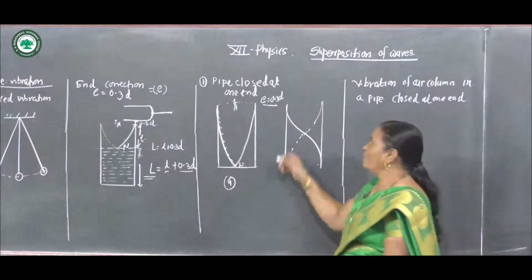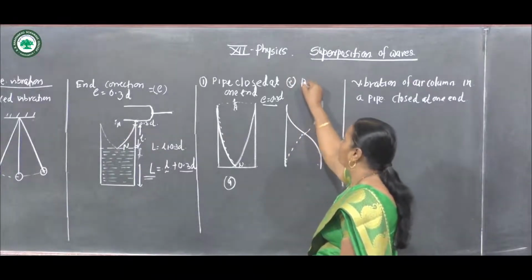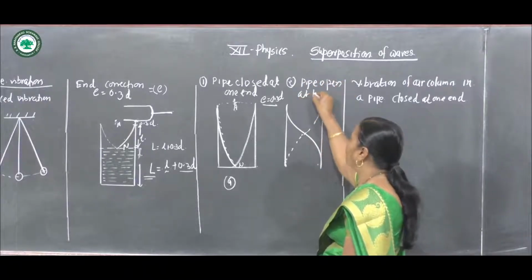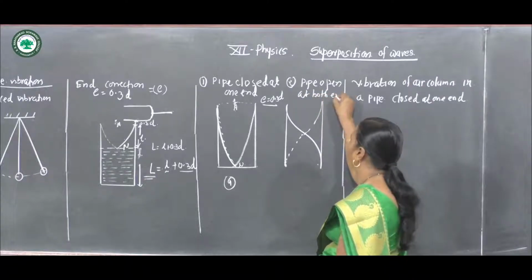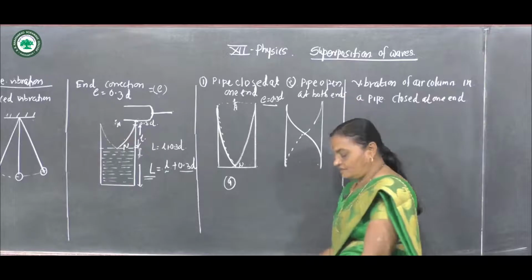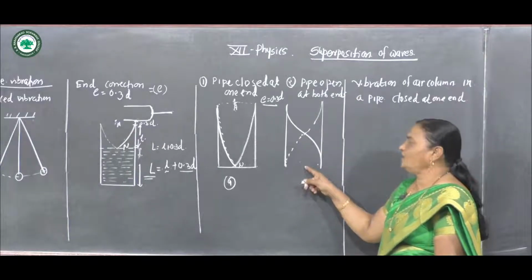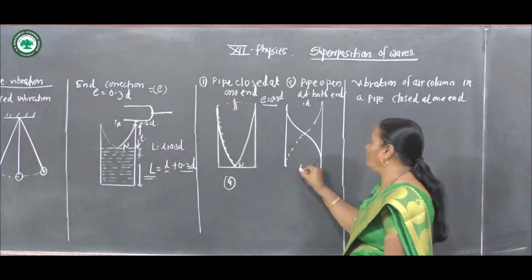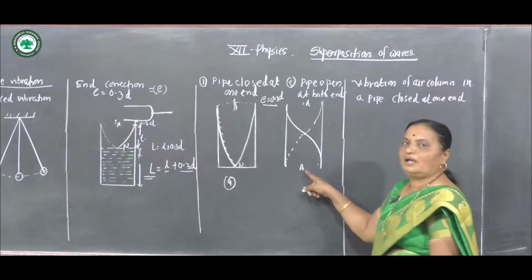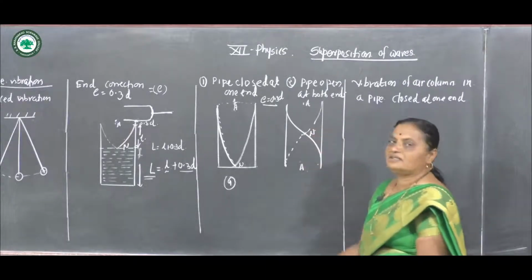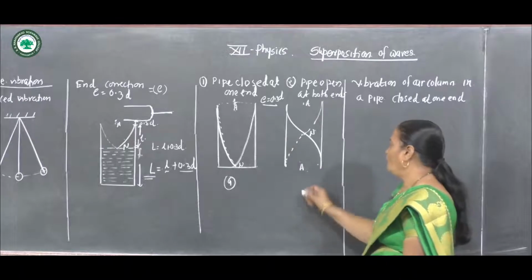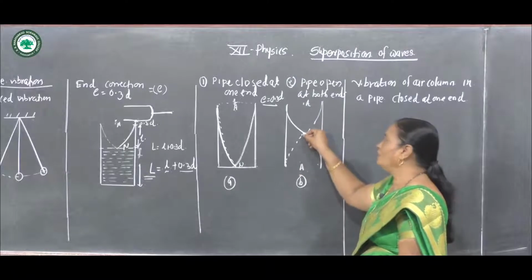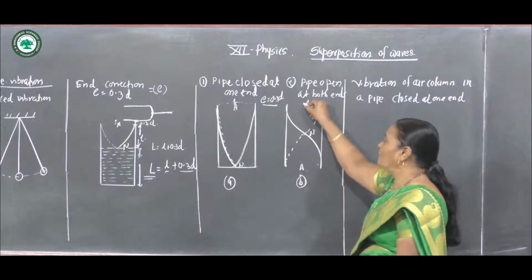Now in the second case we consider a pipe open at both ends. In this case, see, the pipe is open at both ends, and by our boundary condition, an antinode is formed at the open end. That is, there is an antinode at the open end and a node at the center. Now here in figure B, see there are two antinodes and one node. The pipe is open at both ends.